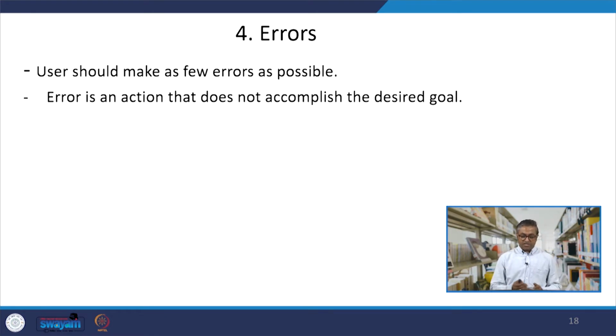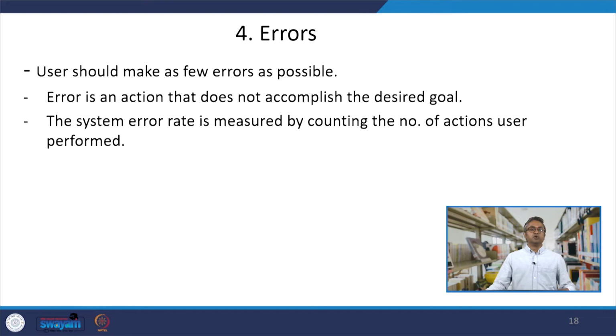Error is an action. What do we understand by error? It is an action that does not accomplish the desired goal. So, it can be seen as an action which stops the user from reaching the desired goal. So, if we can minimize the error, the usability will be enhanced and promoted.